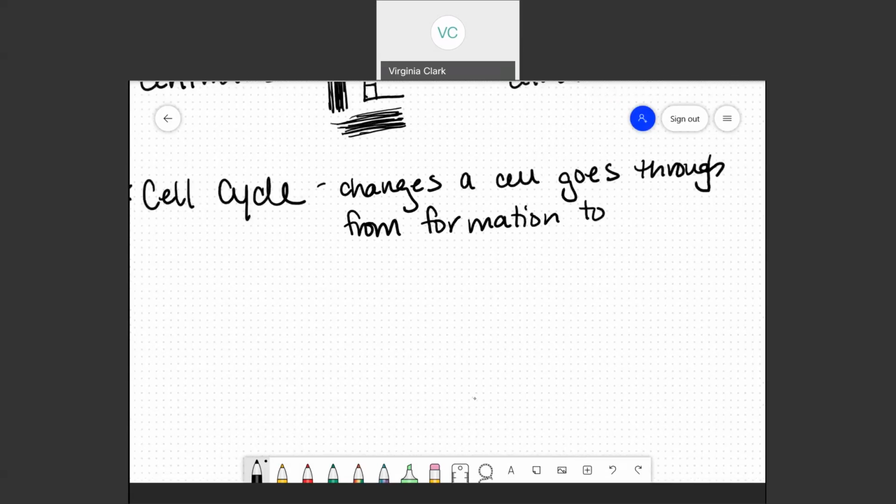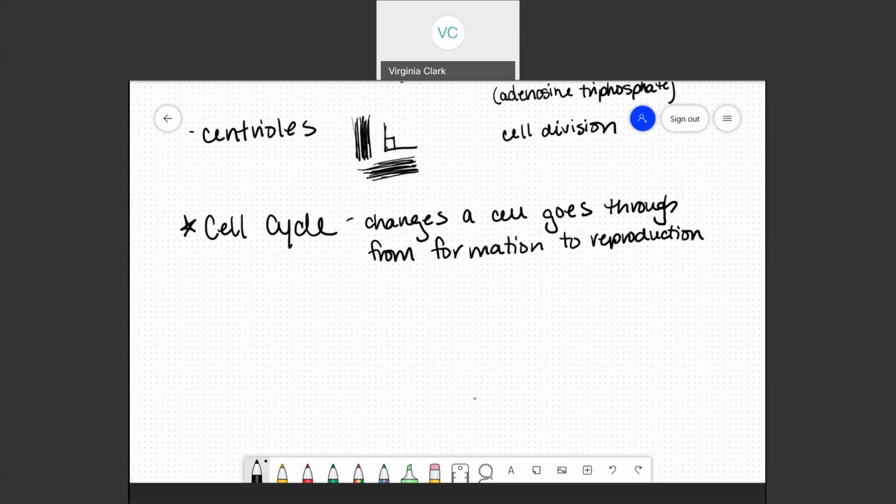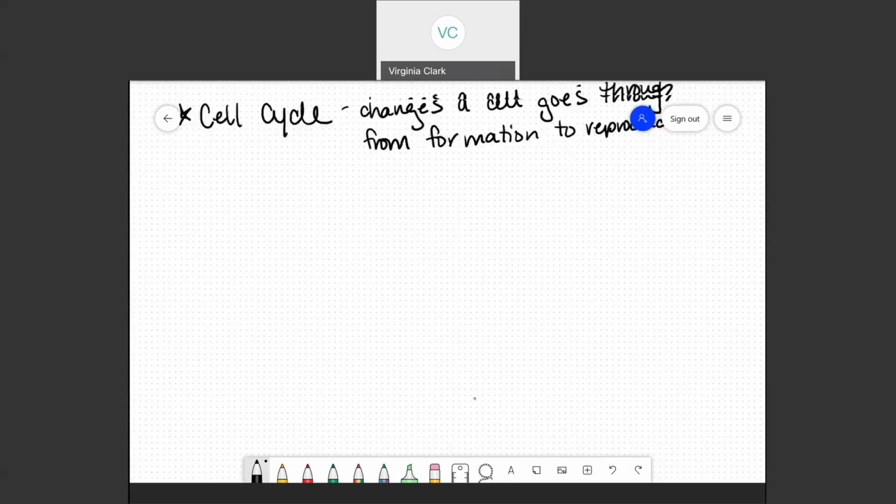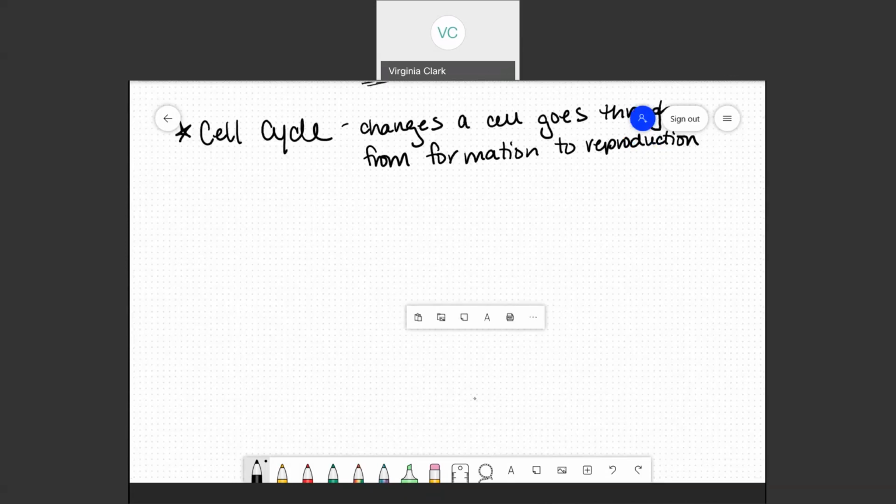So it's all the changes a cell goes through from formation to reproduction. You'll notice this does not say from birth to death, because cells do not work that way. They are not technically born, and they may die, but some cells don't actually go through a death process. From formation to reproduction. And the main reason is because there are 2 phases to this cell cycle.